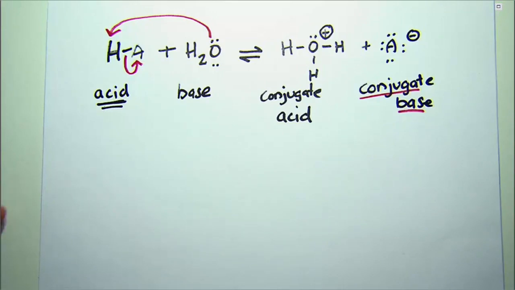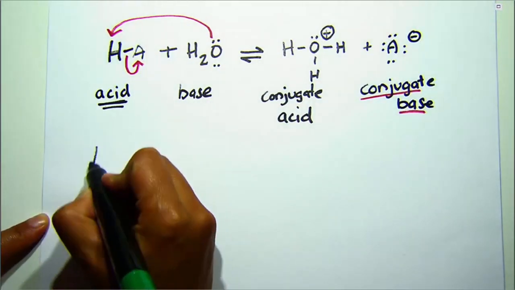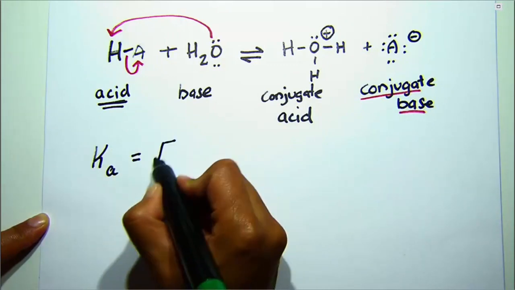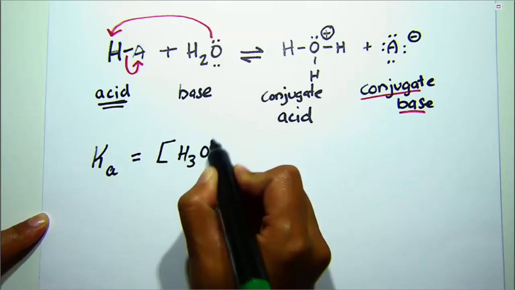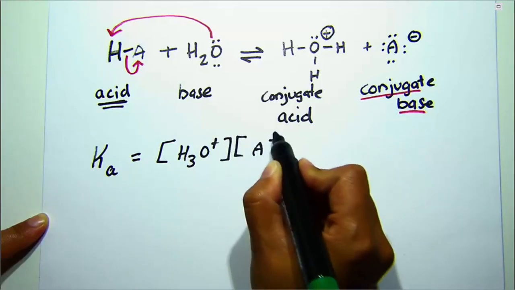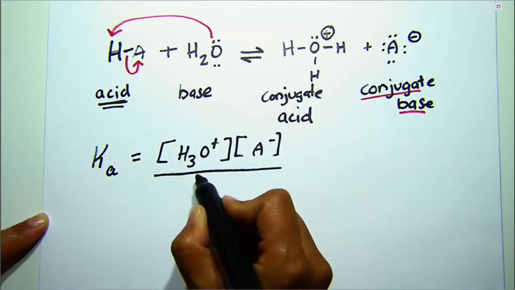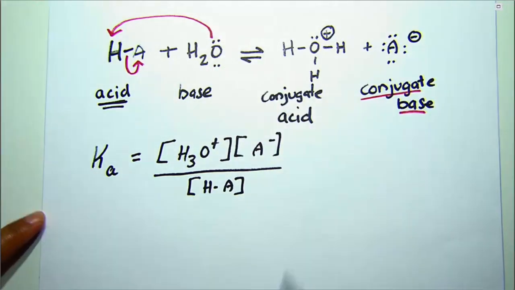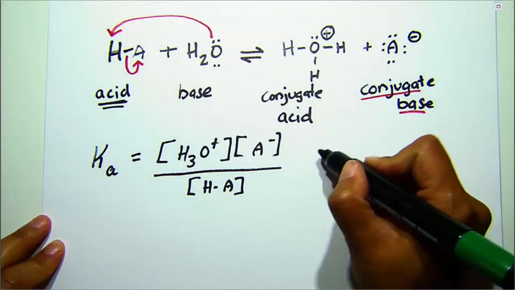Just as a reminder, we're going to define the equilibrium constant Ka as equal to the concentration of H3O plus times the concentration of A minus divided by the concentration of HA. In this case, water is the solvent, so it's relatively constant, and we're going to ignore that. This is called the acidity constant.